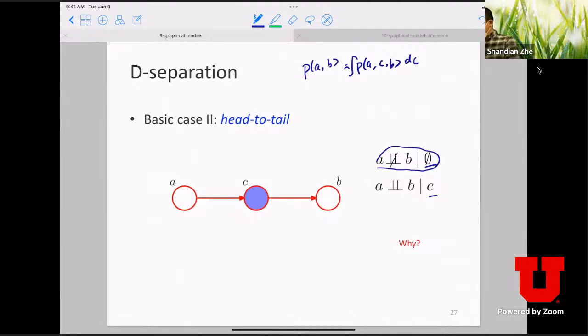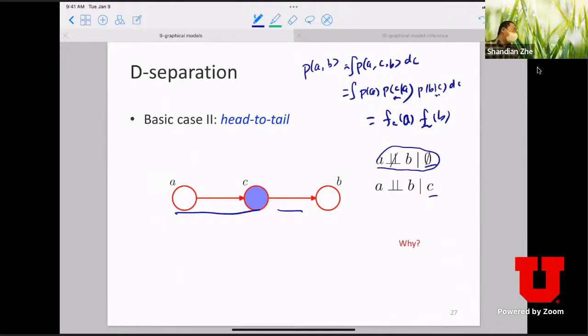And according to the graph structure, this tells us we have P of A times P of C given A, and this tells us we have a conditional probability of B given C. So you see that C appears in these two conditional probabilities, which couples A and B. So when you do the integration, you cannot factorize the result as a term which solely contains A and another term which solely contains B. That's in general not possible.